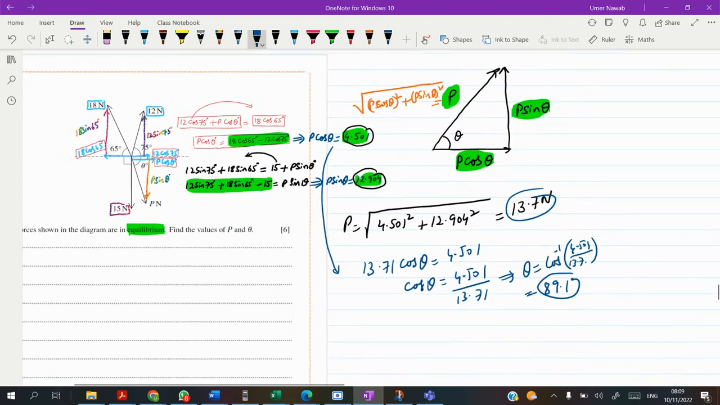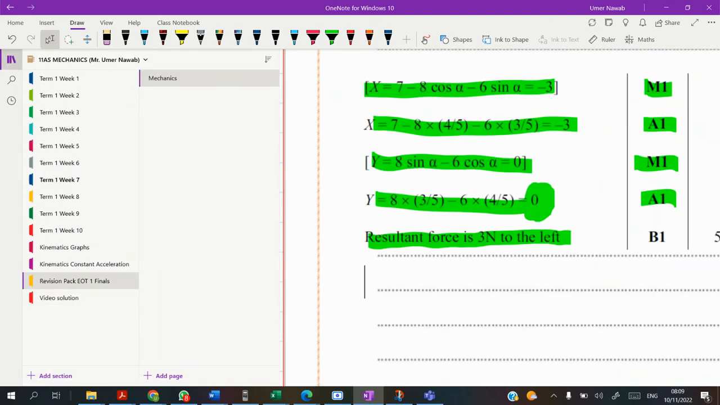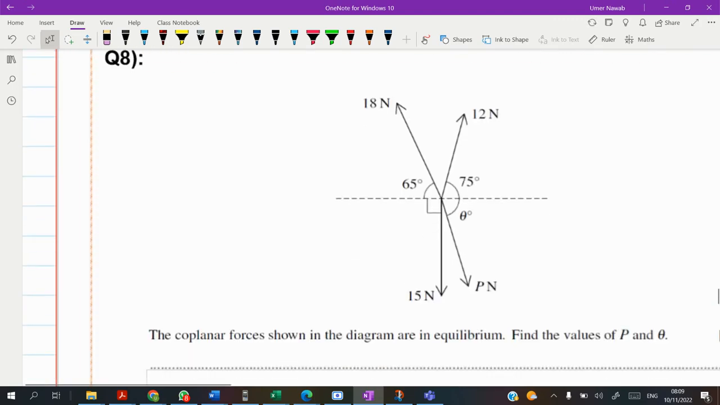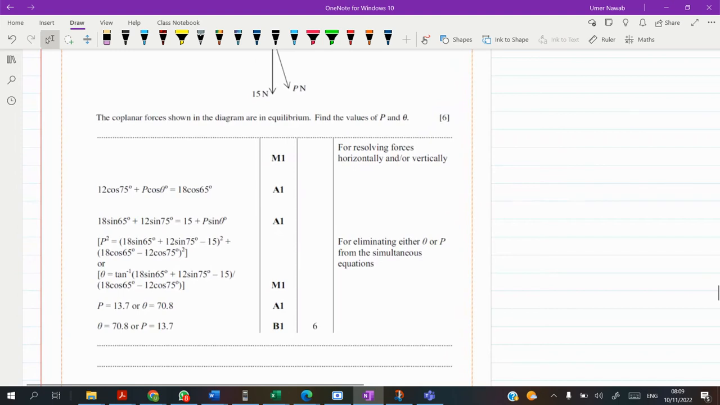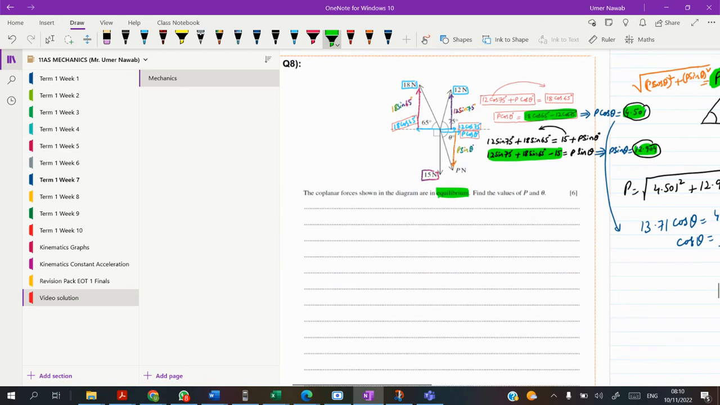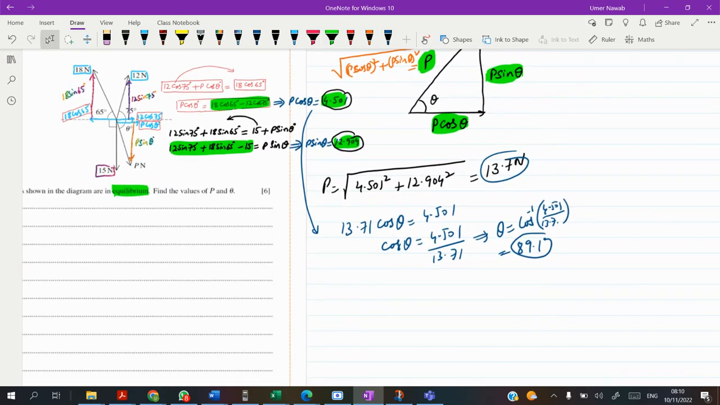Okay, let me show you the marking scheme. We are done with question number 8. So 13.7 is our answer, but 89.1 still is not matching with the marking scheme. So it means the equation solver, in the case of angles, was not providing the exact answer.